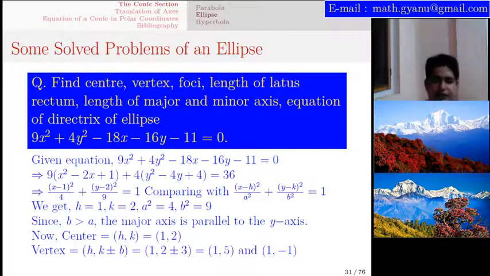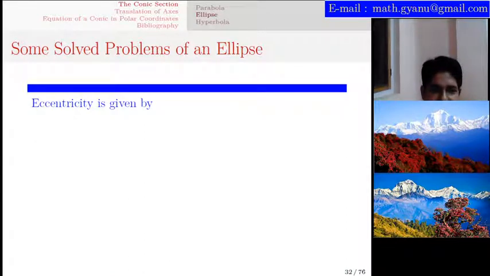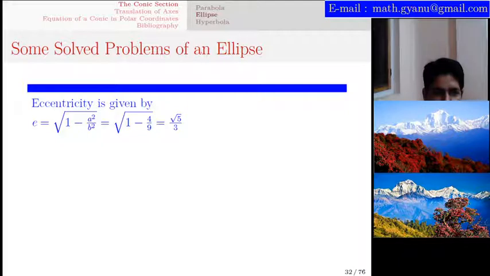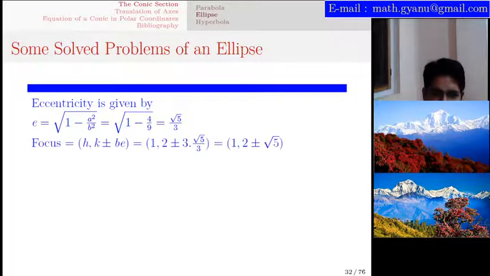And further, eccentricity is given by the formula E equal to square root of 1 minus a square by b square, that is square root of 1 minus 4 by 9. After solving, you will see that root 5 by 3 is the value of E. So focus will be s comma k plus minus b e. Substituting the values of s, k, b and e, you will easily get the coordinates of the focus.